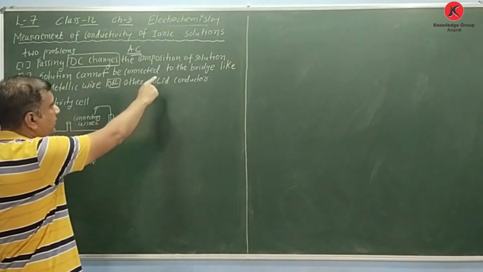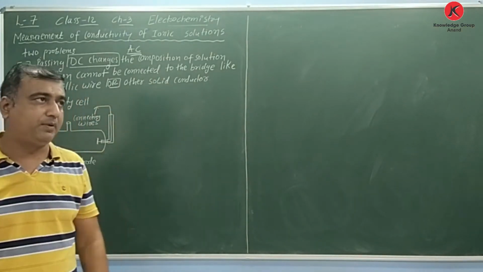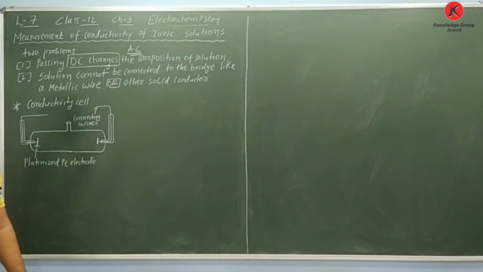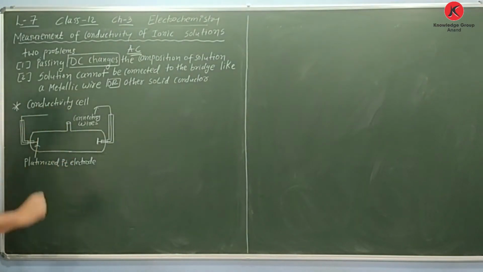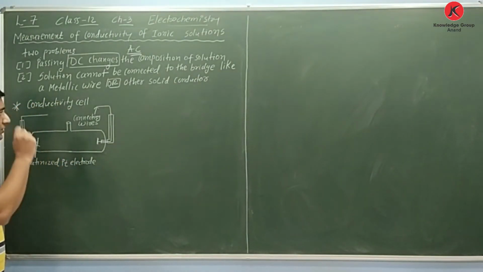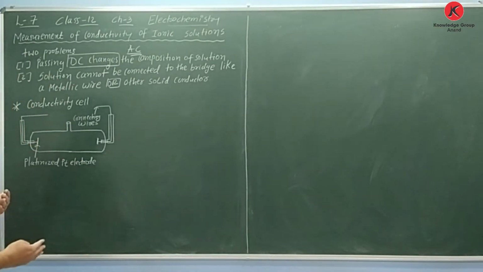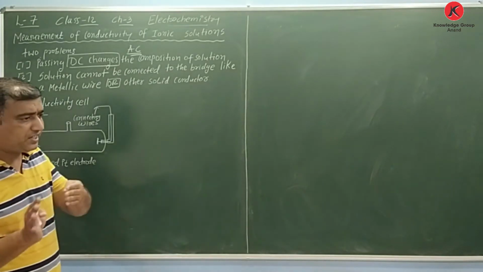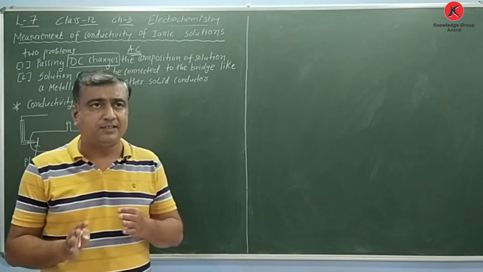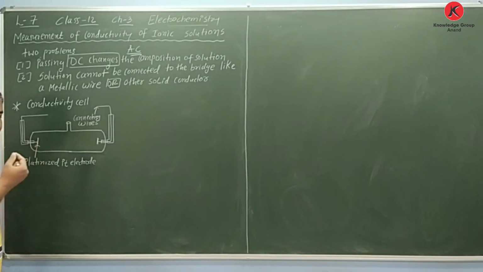Now, how to solve the other problem, the connection of the ionic solution with a bridge? This can be solved with the help of a conductivity cell. That is a new term here: conductivity cell. So which types of conductivity cell are there and how does it work? There are various types of conductivity cell available. From those, one of the simplest conductivity cells is given here.